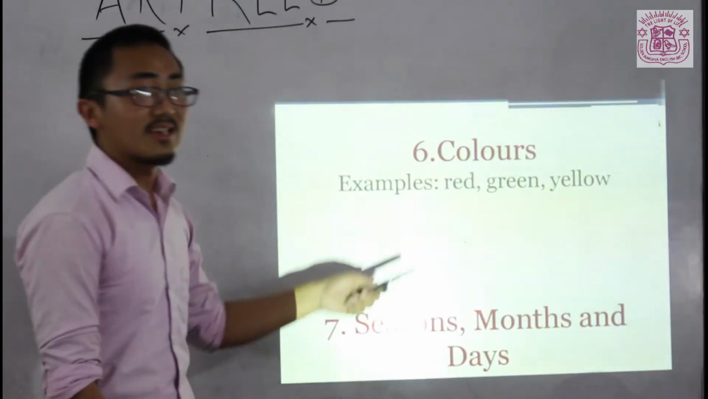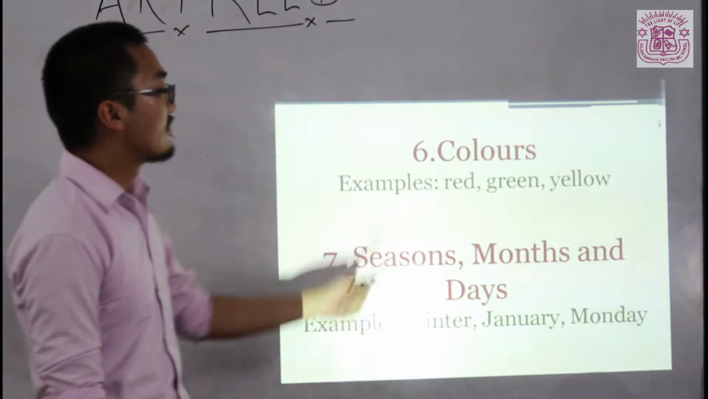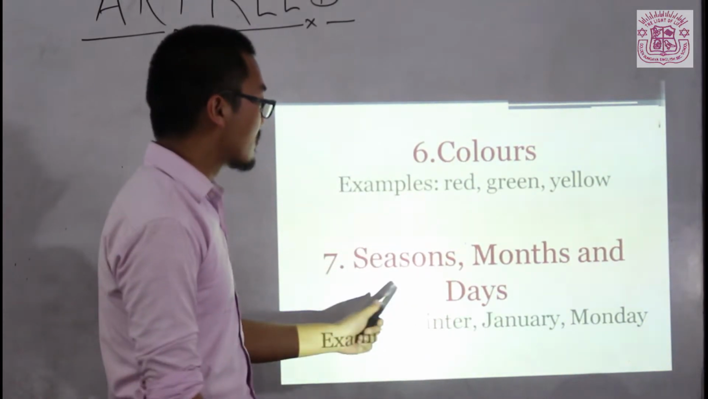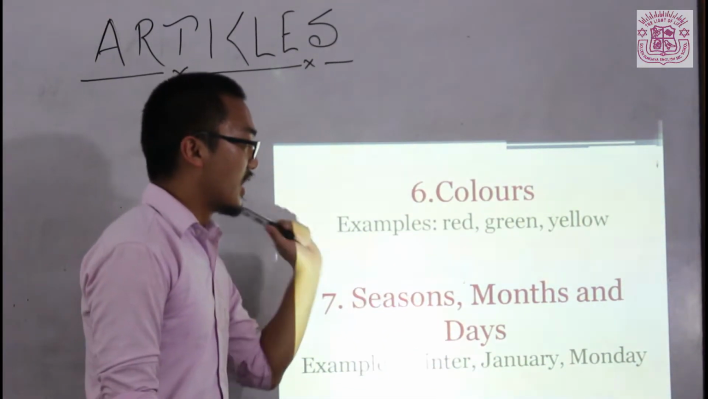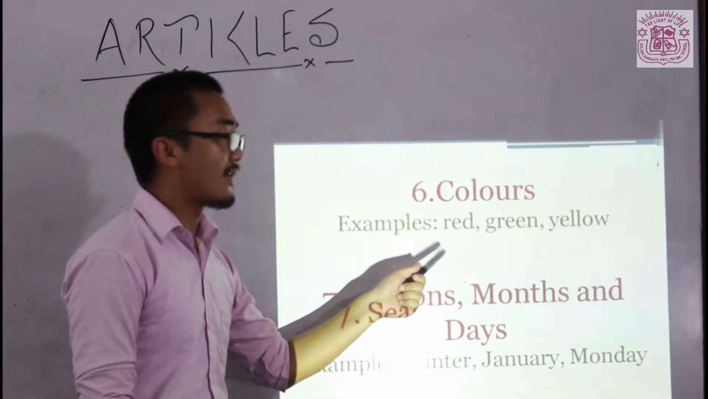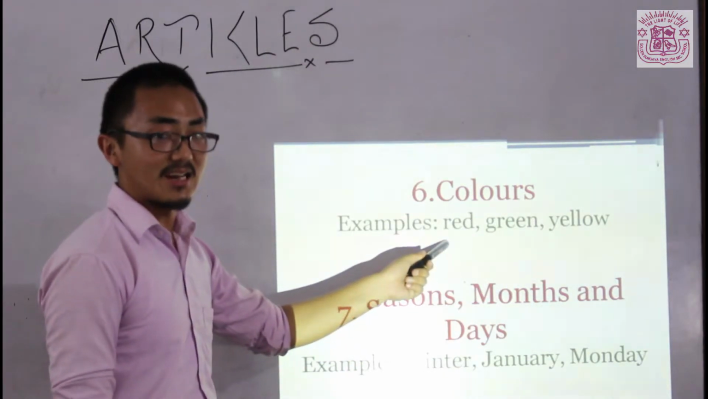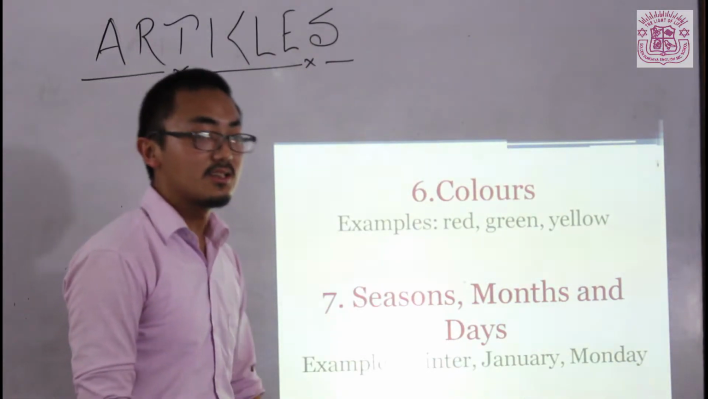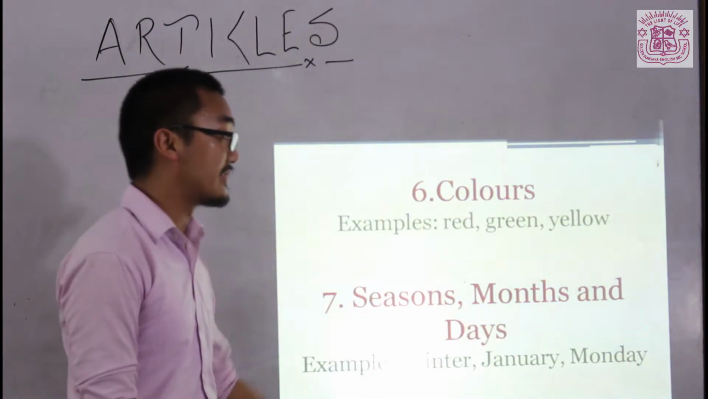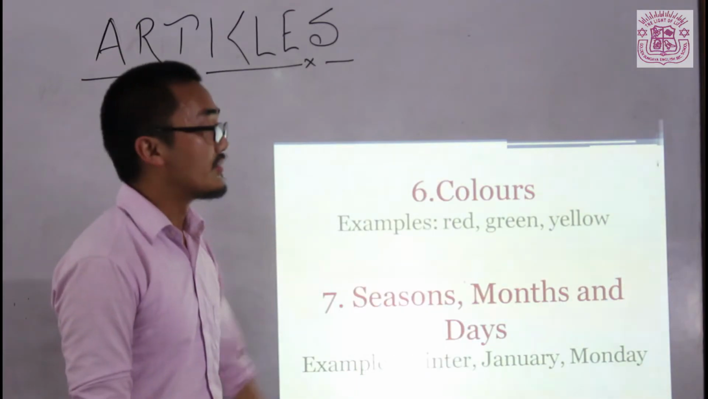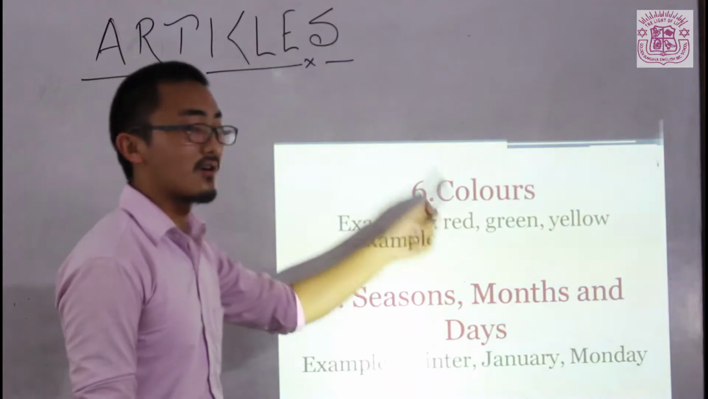So you can make more sentences related to those conditions without using any kind of articles. As you can see here, you don't have to use any kind of articles in front of colors, as well as seasons, months and days too. For example, she looks pretty in red sari. We don't say she looks pretty in the red sari, or she looks pretty in a red sari, because we generally don't use any kind of articles in front of colors.